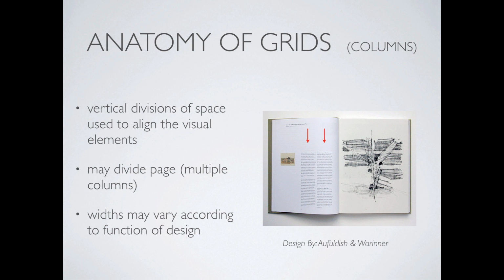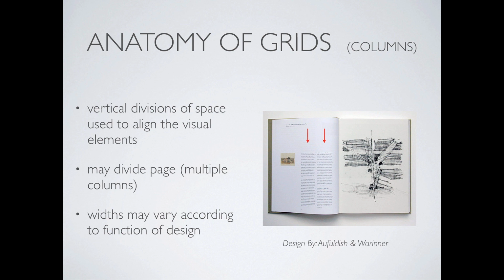Columns, again, are fairly self-explanatory. You're all familiar with columns. Columns are vertical divisions of space that are used to align elements. They may divide up the page. You may have multiple columns on a page. If you think about a magazine or a newspaper, that's the easiest way to think about multiple columns. They may be just one column. Your English paper or your history paper that you turned in technically is a column. It's just one of them.